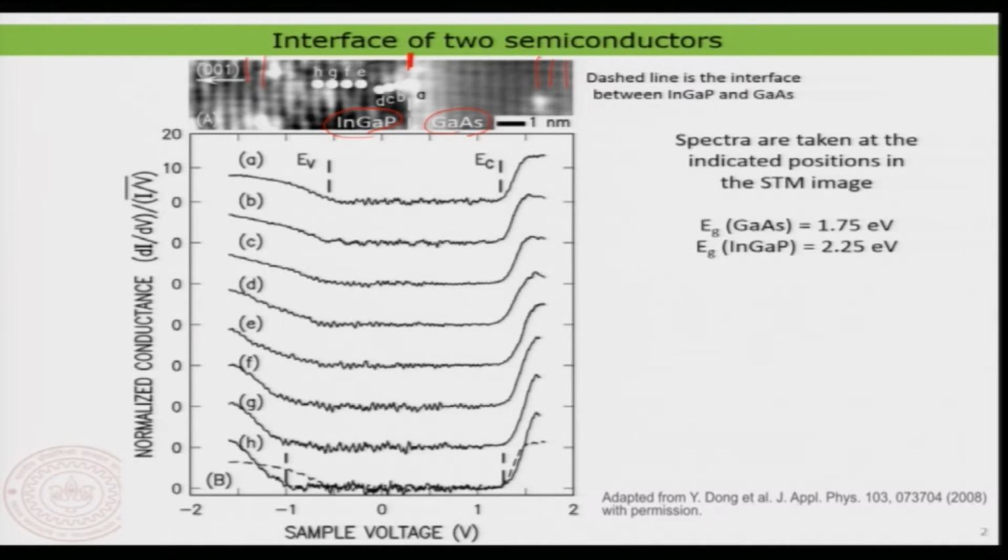How do we know it? Of course, that is definitely a question, because in STM we do not really distinguish the material, but using spectroscopy we can distinguish, because their electronic properties are slightly different. Let us familiarize ourselves with something here. The electronic gap, the so-called gap between the conduction band and valence band, for gallium arsenide is 1.75 electron volt, and for the indium gallium phosphide it is 2.25 electron volt. So, you see there is about 500 milli electron volt difference between their band gaps.